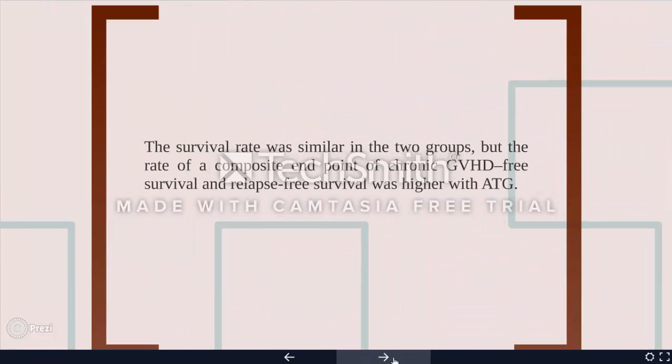The survival rate was similar in the two groups, but the rate of a composite endpoint of chronic GVHD-free survival and relapse-free survival was higher with ATG.